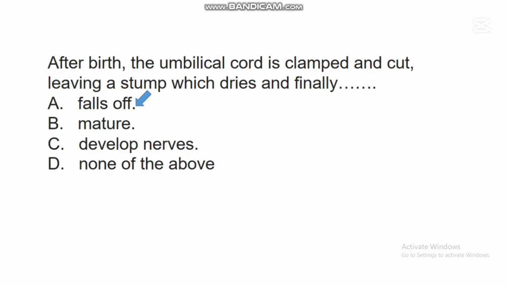Falls off. So, once a baby is born, the umbilical cord will be clamped and cut off. And when this umbilical cord is cut off, the remaining stump will dry and finally fall off. That's why it's not encouraged to use hand to pull the umbilical cord. The remaining part of it will fall off naturally once it is clamped and cut.